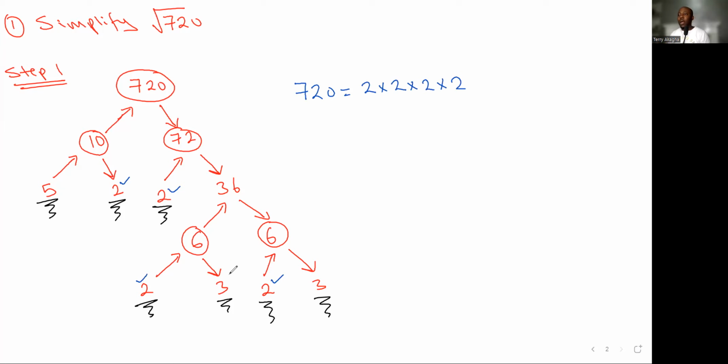Then how many 3's do we have? We have 1 and we have 2. We have 3 times 3. And how many 5's do we have? Just 1. So that means we can now say that 720 is going to be 2 times 2 times 2 times 2 times 3 times 3 times 5. So now you can check your calculator and you see that this answer is what? Correct. Now we're done with step 1.